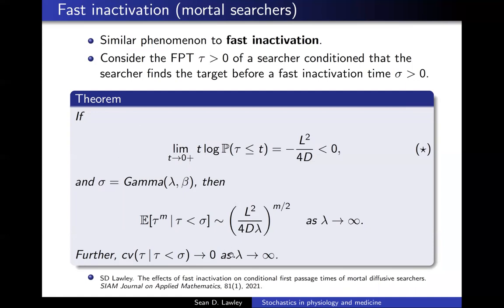Suppose that they have a fast death rate, where lambda is this inactivation rate or death rate. You look at the first passage time, I have the nth moment, but whatever, the first passage time tau conditioned on reaching the target before this inactivation time sigma. And it's a similar story: in the limit of fast inactivation, all that matters is the shortest geodesic distance L to the target.